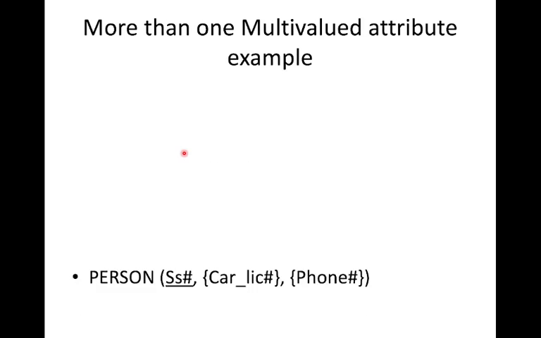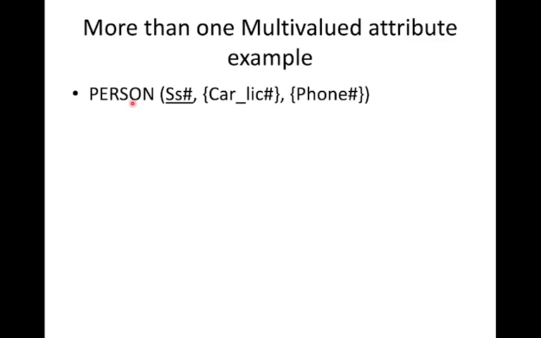Then there is another case where there can be more than one multi-valued attribute. So for example, here a person with a social security number can have 2 or more cars. Then he can have 2 or more phone numbers also. So this is a multi-valued attribute. We have more than one multi-valued attribute. A person may have 2 or more cars or 2 or more phone numbers also.